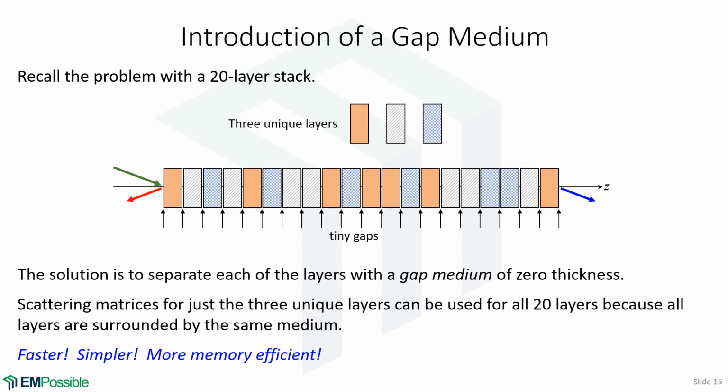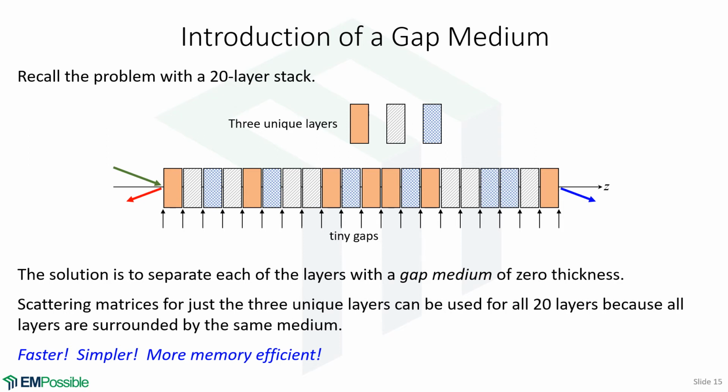However, if we introduce gaps, don't we change the electromagnetic problem? We would, except we're going to let the thickness of those tiny gaps be 0. So if the gap thickness is 0, it has no electromagnetic effect, but it does have a profound mathematical effect in that we can interchange all of our scattering matrices however we want to. We don't have to care what scattering matrices are connected on the left and the right. They all work because they're all surrounded by the same medium.